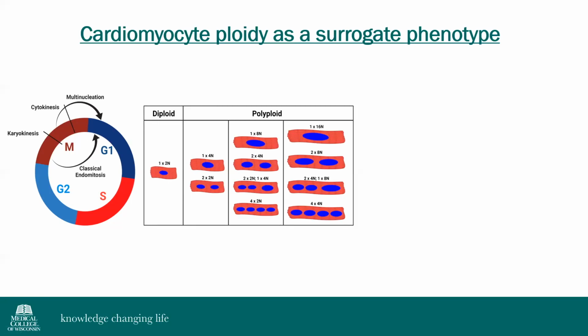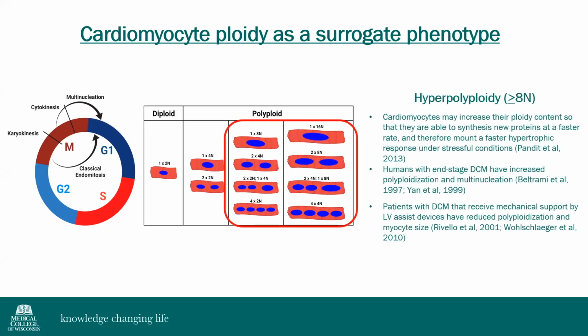Now, the phenotype that I'm going to focus on today is one of the two that we are planning on mapping, and what we are calling the hyperpolyploid cardiomyocyte population. These hyperpolyploid cardiomyocytes have 8N or greater DNA content. There are a lot of theories surrounding why a cardiomyocyte would become hyperpolyploid. One of them being that having more DNA content allows them to synthesize new proteins faster and therefore mount a compensatory response under injury conditions faster.